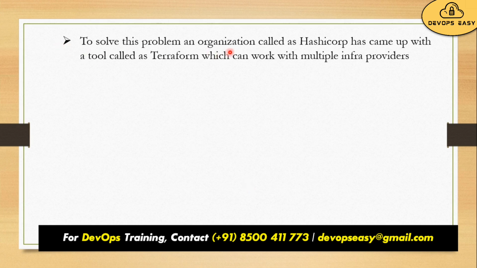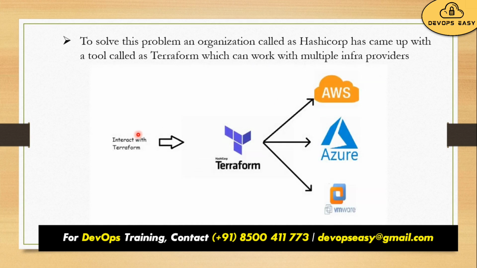To solve this problem, an organization called HashiCorp has come up with a tool called Terraform, right? Which can work with multiple infra providers, right? I told you, you just need to interact with Terraform, and even if your company works on multiple clouds, if you know Terraform, you can create any infra on any cloud. How to create this infra, that is secondary.